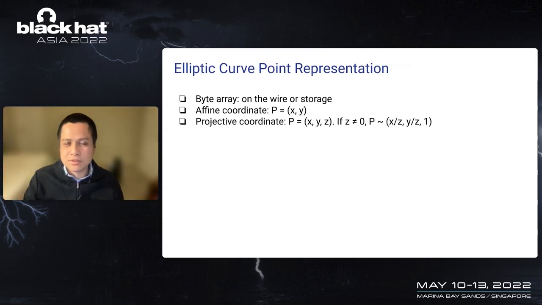Before I continue, I have to talk a little bit more about implementation details, because now we're talking about code vulnerabilities. The first one is that on an elliptic curve, a point has different representations depending on what stage you're processing it. The first one is a byte array, right? When you send a point or store it, it's just a byte array. When you actually process it, it may be in affine coordinates, basically with X and Y coordinates. But sometimes, for optimization purposes, people use projective coordinates, which have X, Y, and Z.